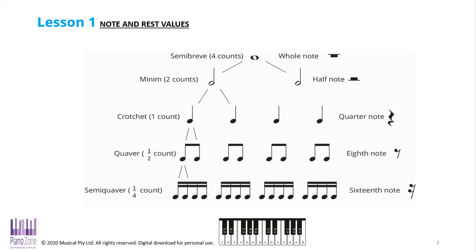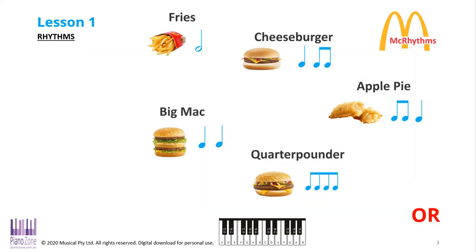Minims are worth 2 counts, otherwise known as half notes, or half of a whole note. Crotchets, also known as quarter notes, are worth 1 count. Quavers are worth half a count each, and semiquavers are worth a quarter of a count each. Using a combination of these is how we create rhythm.